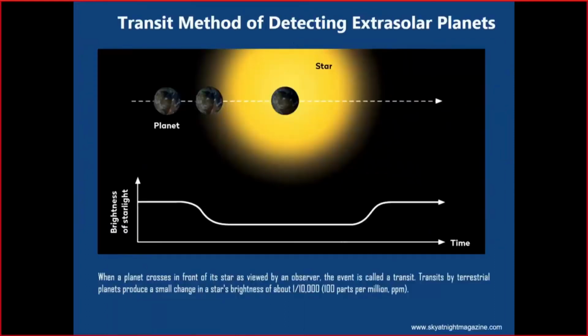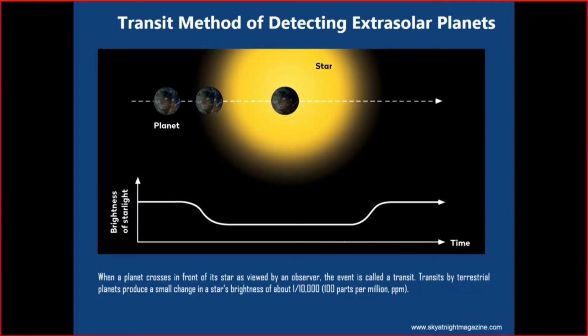What method do they use to find any star with an exoplanet where life can exist? One of the methods is called the transit method of detecting extrasolar planets. What this method says is, when a planet crosses in front of a star as viewed by the observer, through a telescope like Kepler, or any instrument on the ground also, the event is called a transit.